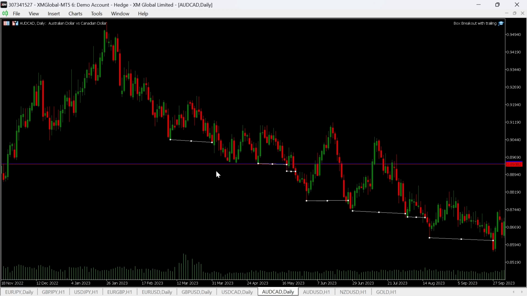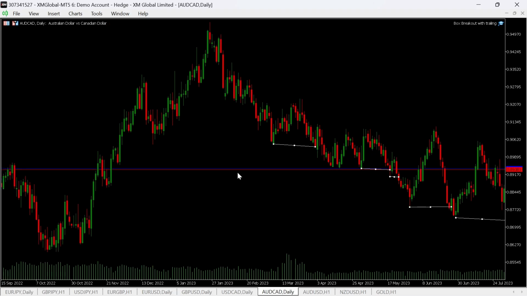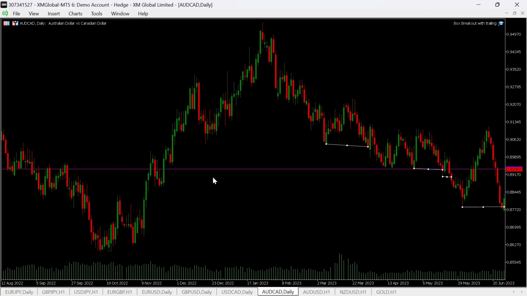I want also to speak about a change of structure, because I spoke about it a little bit in the previous video, and it's right over here in this chart. A change of structure is when the trend changes from an uptrend to a downtrend, or vice versa, from a downtrend to an uptrend.